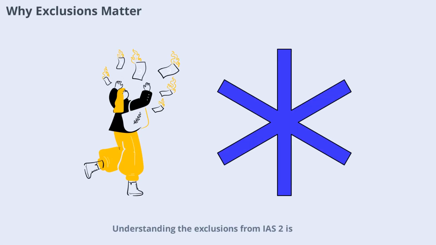Understanding the exclusions from IAS 2 is just as important as knowing what's included. By clearly separating inventories from construction contracts, financial instruments, and biological assets, companies can avoid confusion and ensure compliance with the correct accounting standards. This separation also helps users of financial statements better understand the nature and risks associated with different types of assets.